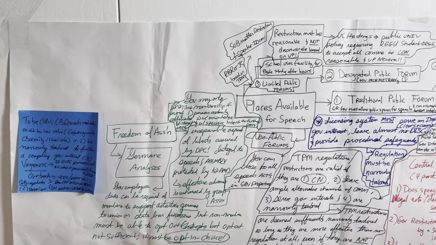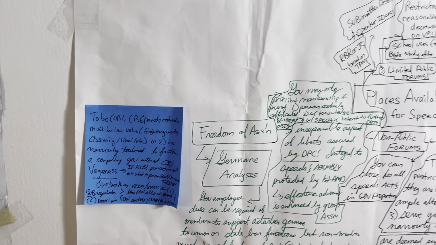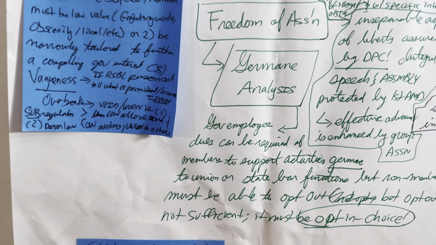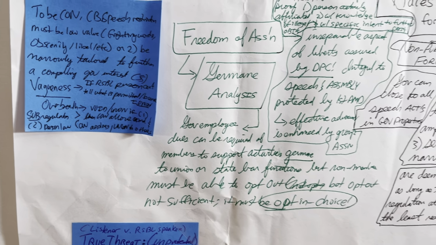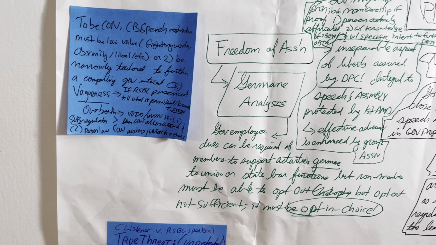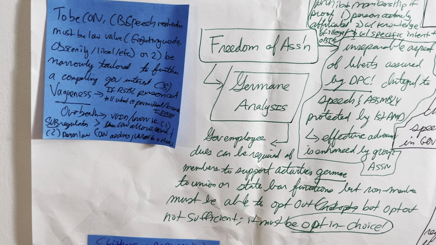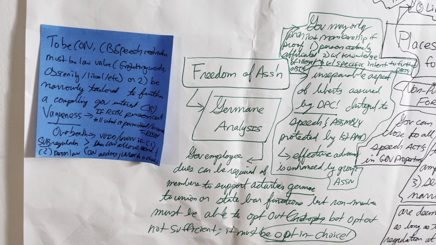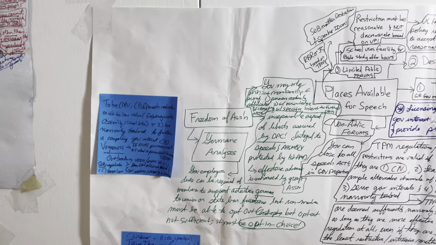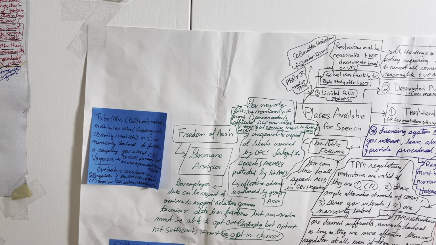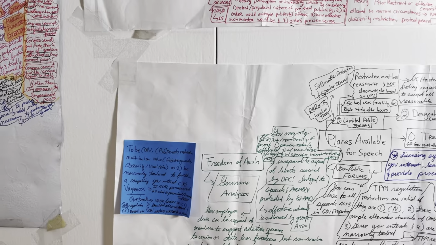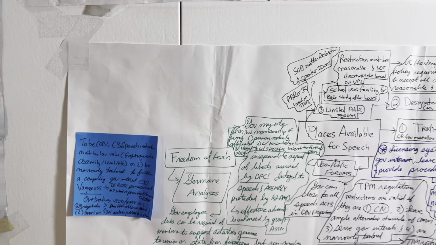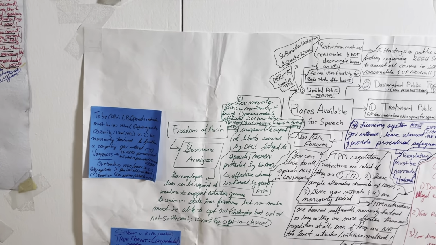So related to free speech, we have this issue of freedom of association. The germane analysis provides that government and employees' dues can be required of members to support activities germane to union or state bar functions, but non-members must be able to opt out. But an opt-out was not sufficient. It has to actually be an opt-in, so you have to actually voluntarily opt in if it's not related to the state functions. So that germane analysis. So that might be outside the scope of one's job duties, for example.